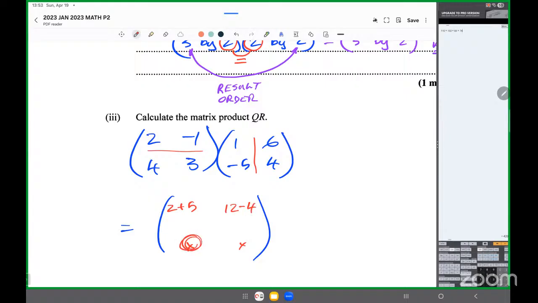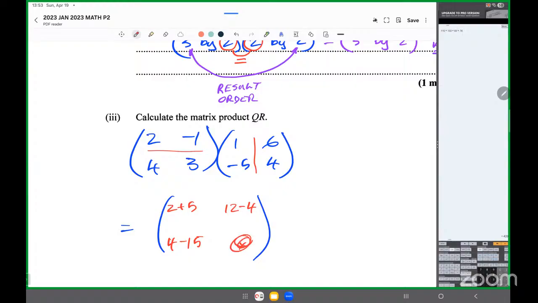This value is positioned in the second row, first column. So multiply the second row by the first column: first element times first element, second element times second element. 4 times 1, 3 times negative 5. 4 times 1 is 4. 3 times negative 5 is negative 15.